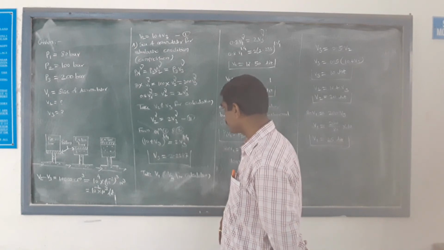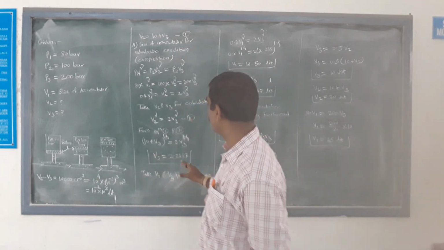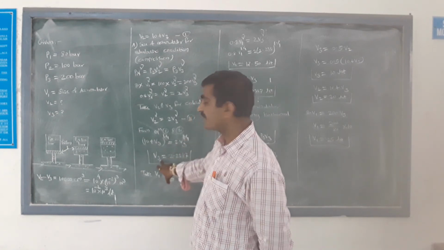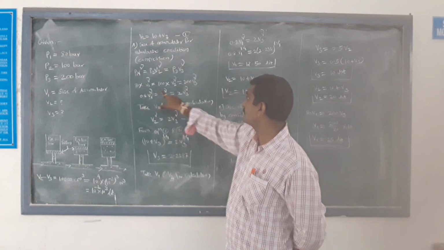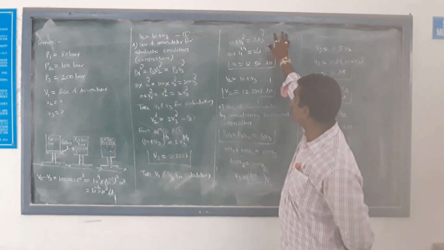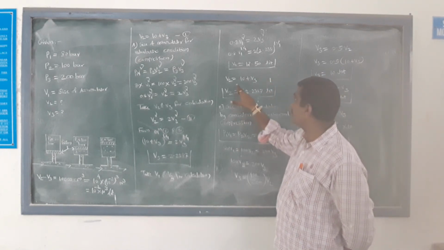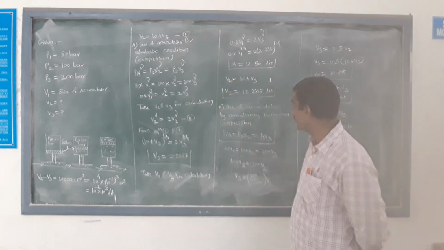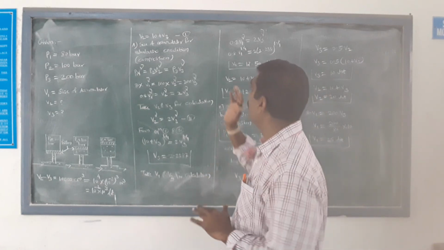Put the value of V2, then (10 plus V3) raised to 1.4 equal to 2 V3 raised to 1.4. From this, we have calculated V3. Now take V1 and V3: 0.8 V1 raised to gamma equal to 2 times V3 raised to gamma. From this, we have calculated V1, 17.50 liter. After that, we find V2 from this equation, 12.23. So we are getting V1, V2, V3 for adiabatic compression.